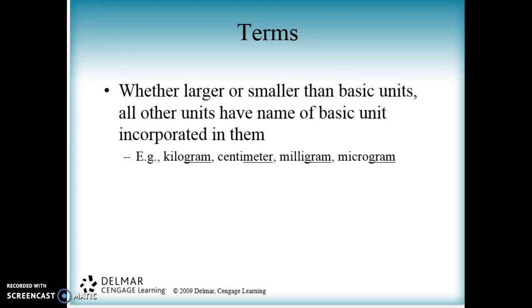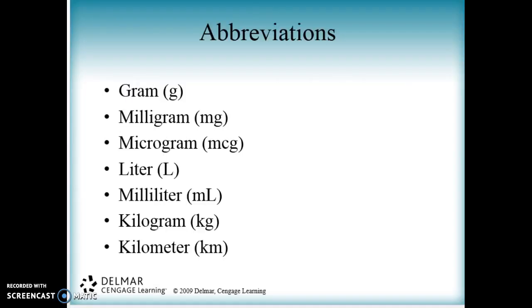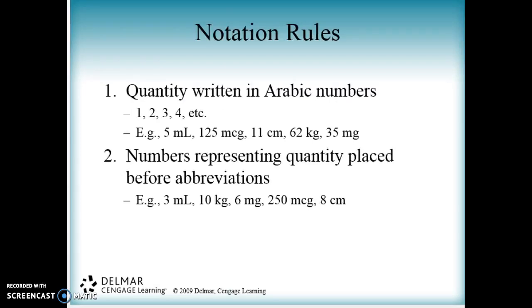So here's some of the abbreviations that are associated with them. We have the letter G for gram, mg for milligram, and mcg for microgram. Really important to note the difference there. Then L for liter, and it's a capital letter L. ML for milliliter, kg for kilogram, and km for kilometer.